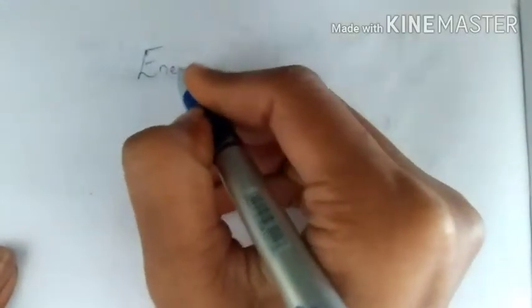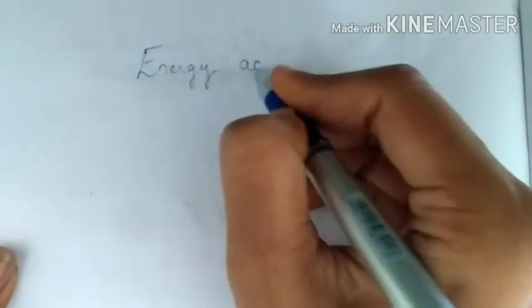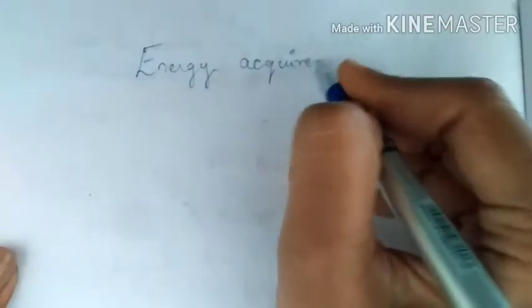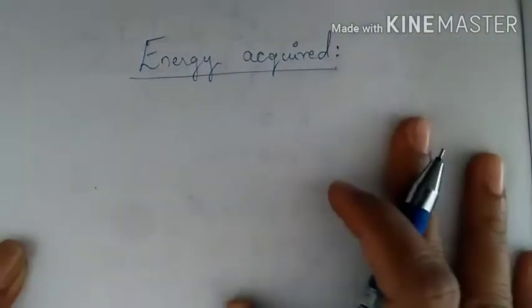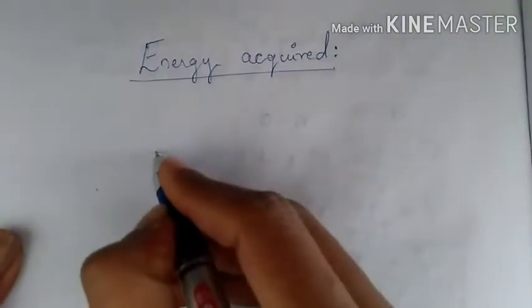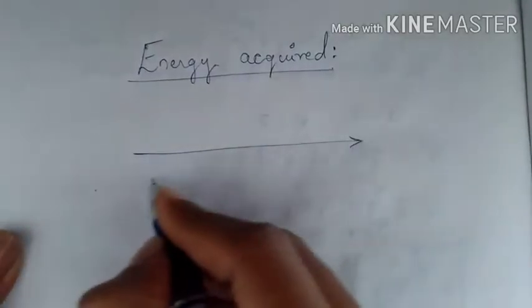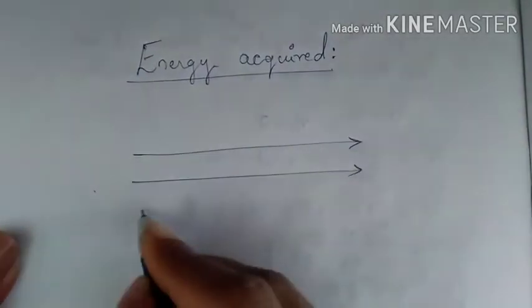In our last class, we learnt about the charged particle in a uniform electric field. So, in this class, we are going to learn a new topic, that is, energy acquired by the charged particle when it is kept in the uniform electric field. So, let's suppose you have the electric field, a uniform electric field E.